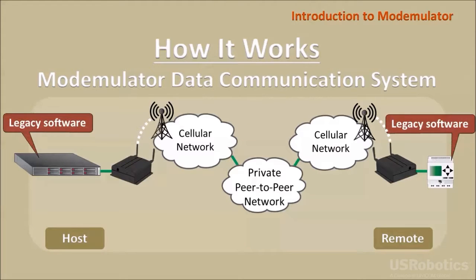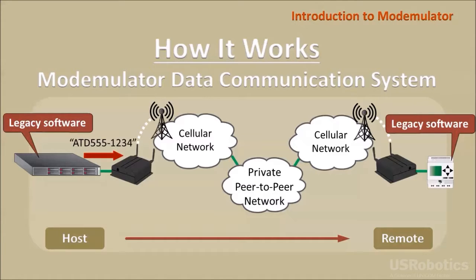A peer-to-peer Modemulator system can continue to use the original application software by emulating the behavior of a dial-up network. For example, when the host software initiates a connection to a remote site, it sends a dial command to the host Modemulator. The dial command contains the legacy phone number of the remote site. The Modemulator will search for that phone number in its user-programmed dialing directory, which is a lookup table that translates the phone number into an IP address and port number.